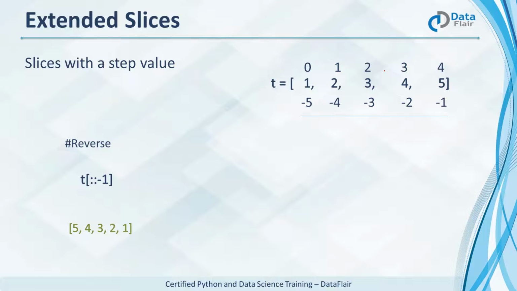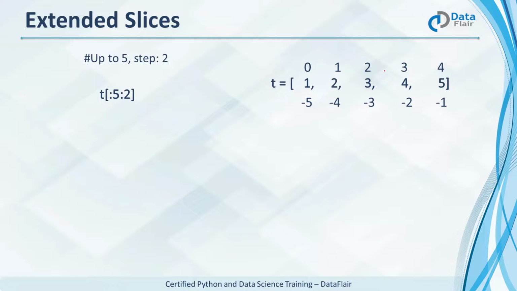This does not make changes to the original list. We can also reverse this with a step of 2. This gives us the values 5, 3, and 1. From the start to index 4 and with a step of 2 gives us the values 1, 3, 5 from the indices 0, 2, and 4.